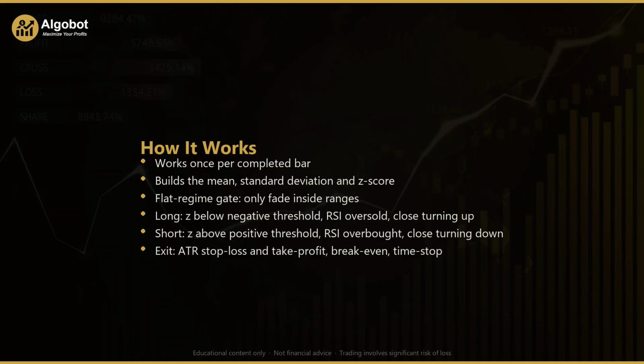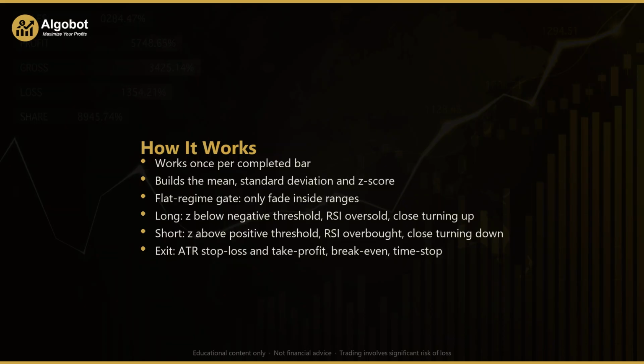The short side is a mirror image. The Z-score must be at or above the positive threshold, with price stretched well above the mean. The relative strength index must be above its overbought level, and the current close must be lower than the previous close, showing price beginning to turn back down. When all 3 align, the strategy signals a sell.